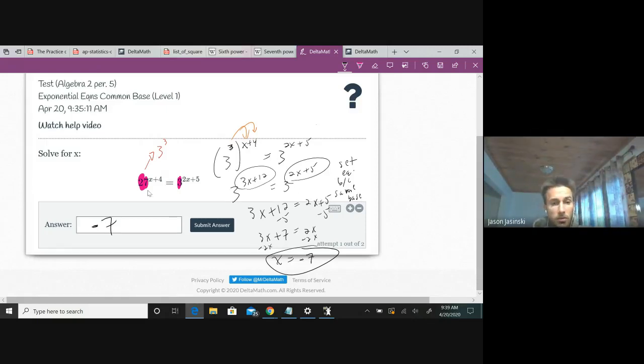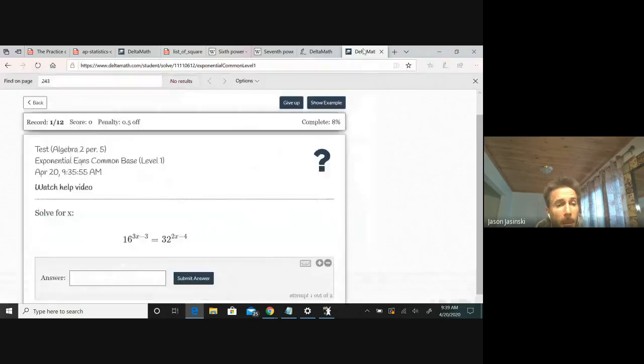So once again, I wrote 27 as a power of 3. That was the common base. I distributed, got 3x plus 12. Set the exponent portions equal and got -7. All right, let's move on to our next example.